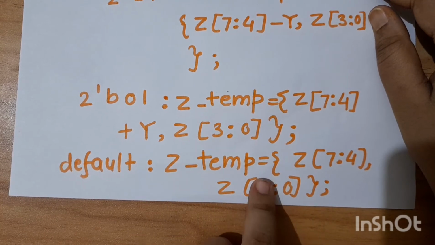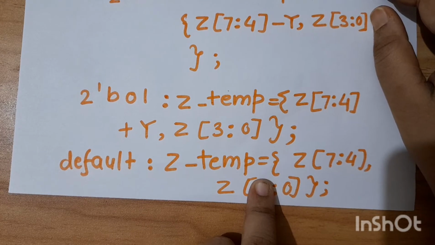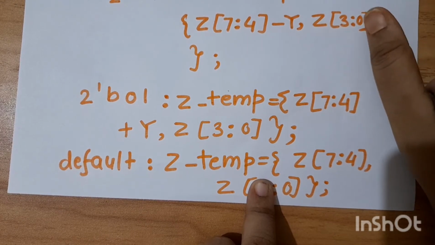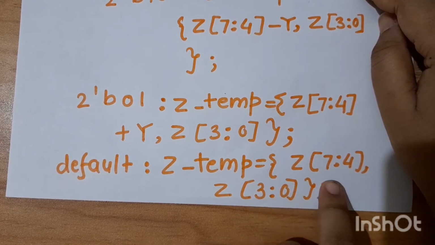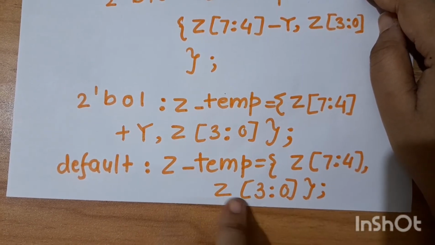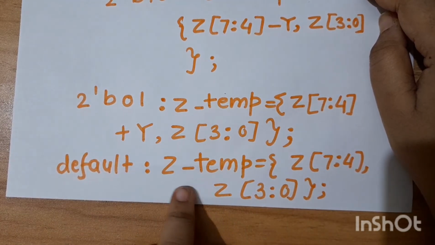And the default value is what? Z_temp is equal to, meaning there would be no updation of the accumulator value. Okay, at that time there is no addition, plus Y and minus Y is not happening. So Z[7:4], comma, Z[3:0], they will together get concatenated and they would be put in Z_temp.